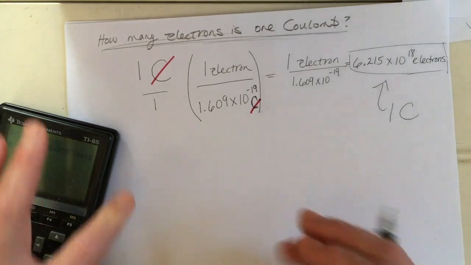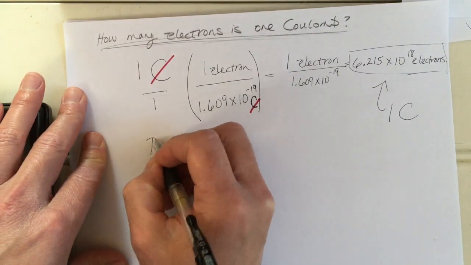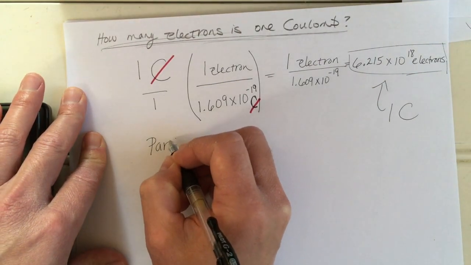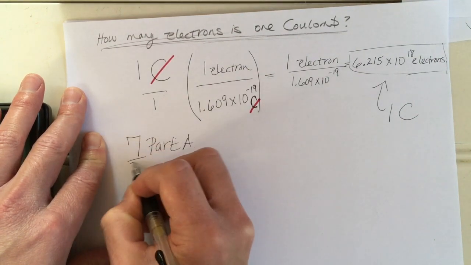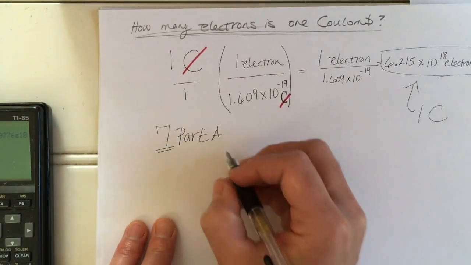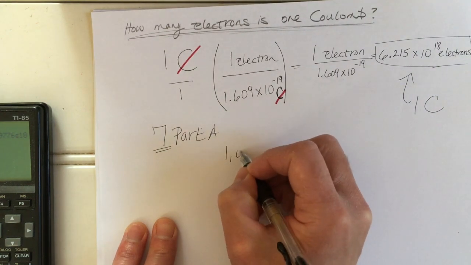So in A, I think this is question 7. In part A, we start with 1,000 electrons.